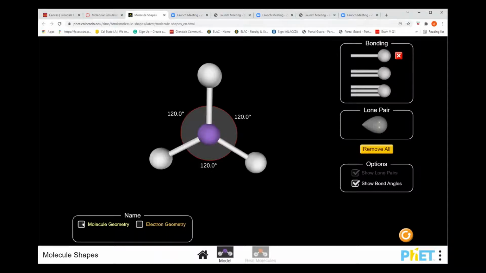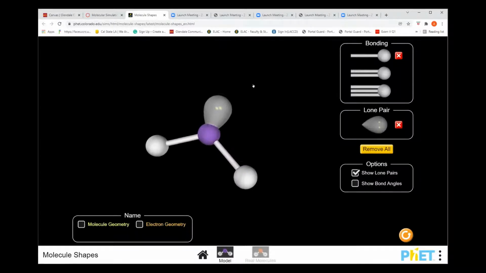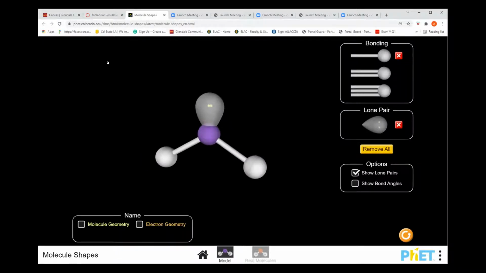All right. Now, what if I take one of these bonds out and add a lone pair? Still, electron geometry would be what? Trigonal planar, because I have 3 electron groups, 1, 2, 3. But molecular geometry, or the shape, would be what? Bent. The angle should be less than 120. Just don't get confused, all right?